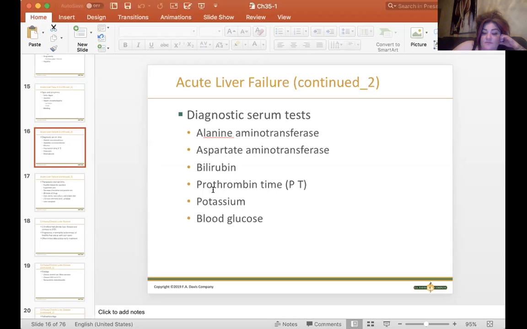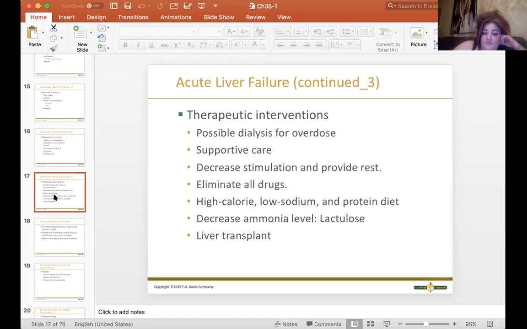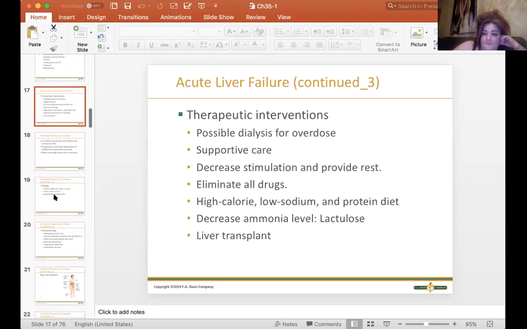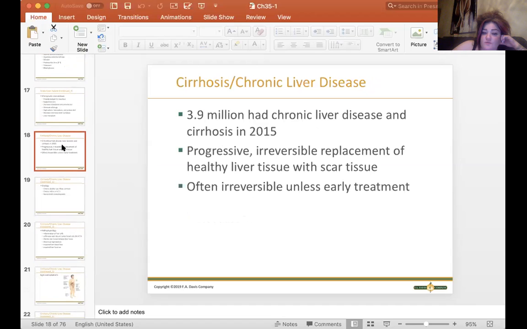All of this we kind of talked about before, like the bilirubin, PTT. Just read about the different causes of liver failure. Of course, cirrhosis is end-stage liver disease. I'm going to say this.